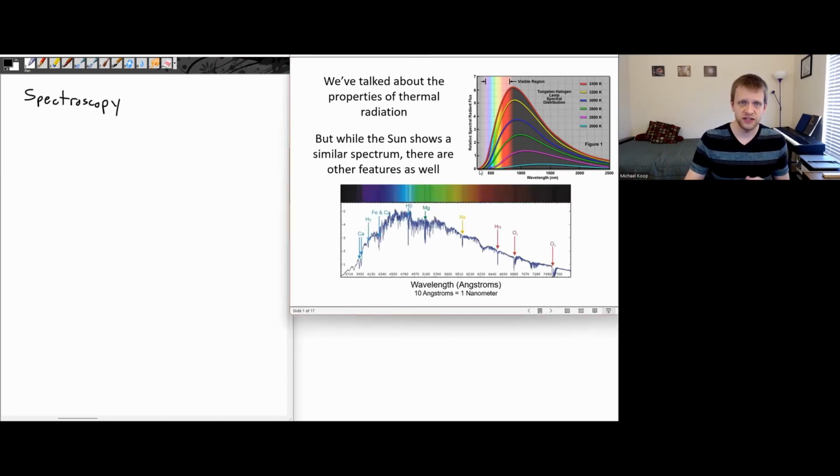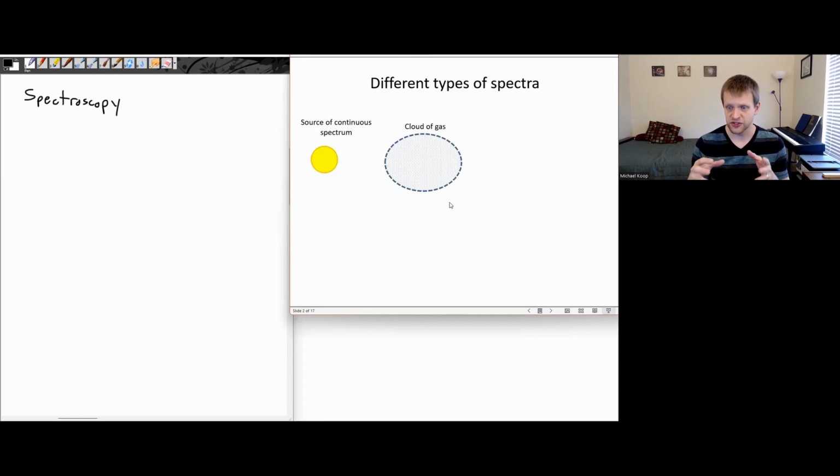But when we looked at the features of the sun, we saw it had that general shape, but there were a lot of other features in there as well, all these little spiky parts in that spectrum. And that's what we're going to be talking about today, the properties of spectroscopy. In order to talk about this, we're going to look at a bunch of different kinds of systems to see how these spectra are produced.